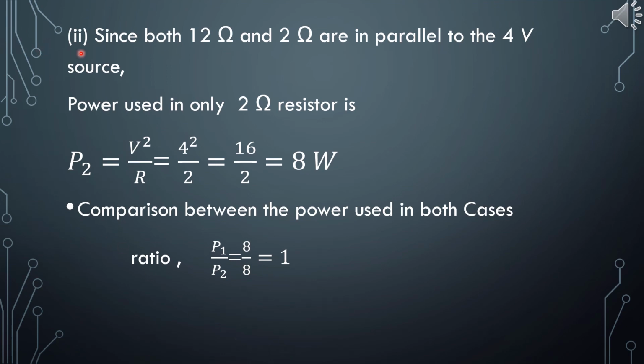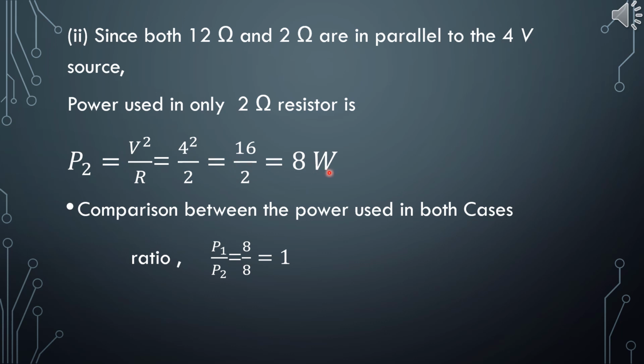Now let us find the other case where resistors are connected in parallel and the values are 12 ohm and 2 ohm. Here we need not find the equivalent value of resistance, because directly potential difference is given, that is 4 volts. Easily you can use the power formula, that is V square by R. You know V, you know R, and the required condition is you have to find out power used across the 2 ohm resistor. So P2 is equal to V square by R I am using. V here is 4 volts, 4 square divided by 2, nothing but 16 by 2, and the value is 8 watt.